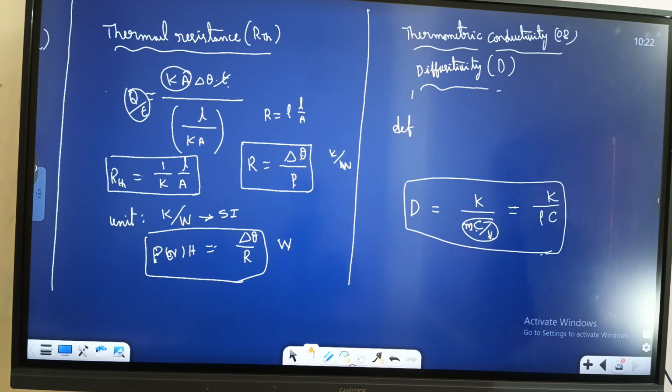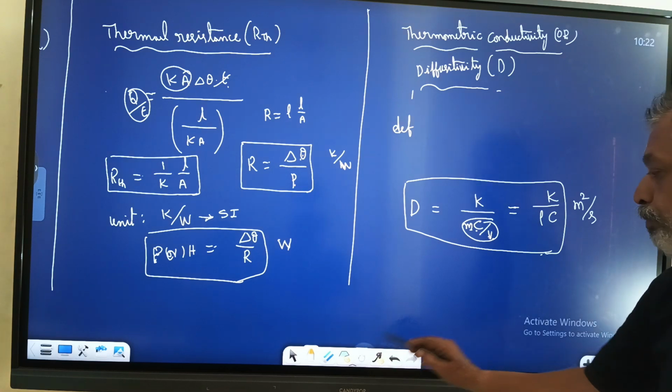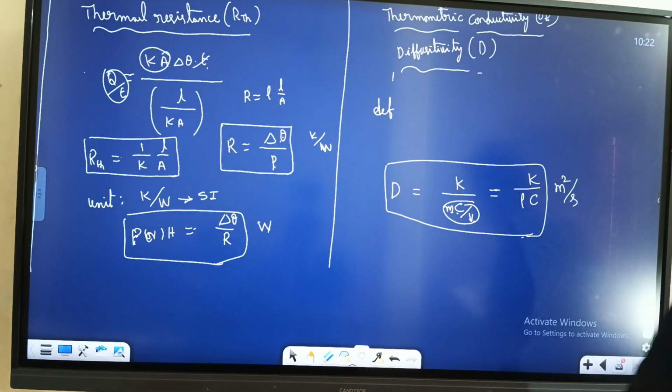Now what unit are we going to get? The unit is meter square per second. Complete it up to here.